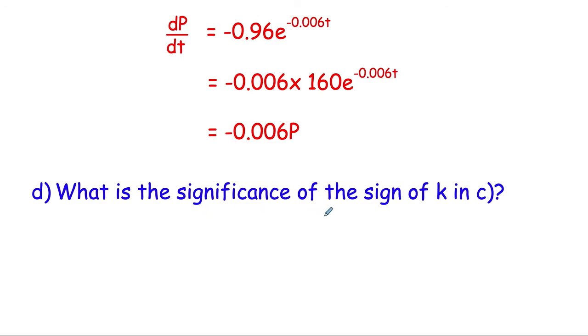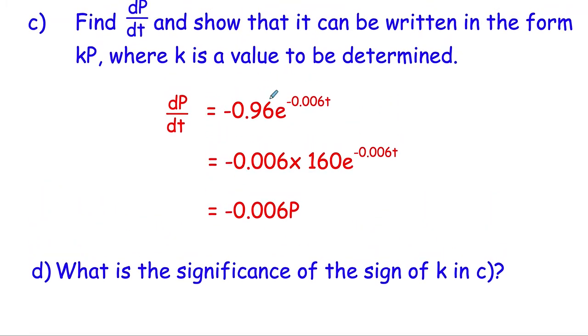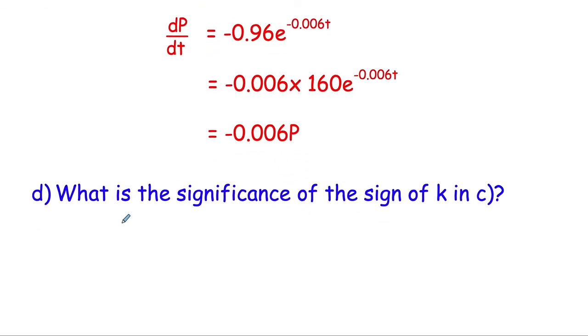Okay, part D then says what's the significance of this value of k, or the sign of k, the fact that k is negative. Well, that just shows that there's exponential decay, because as t increases, we have less P than we had before. So this shows exponential decay, which we've kind of already said. So since k is negative, we have exponential decay.